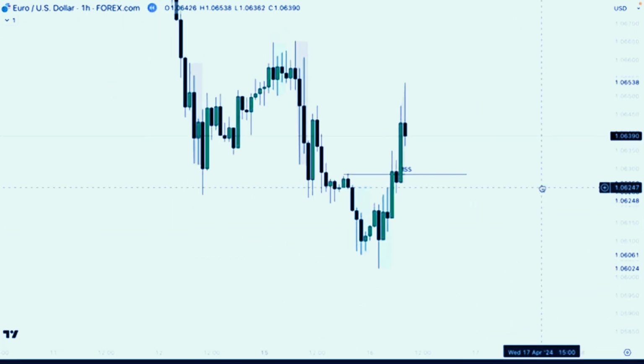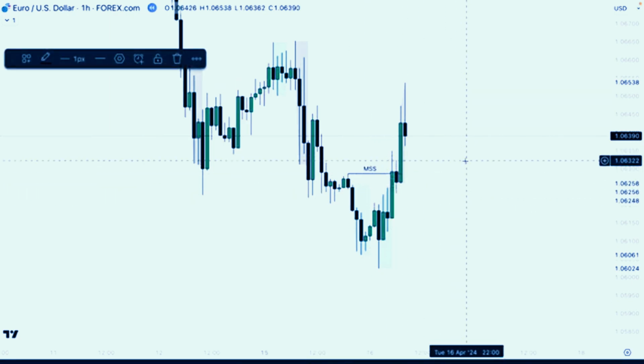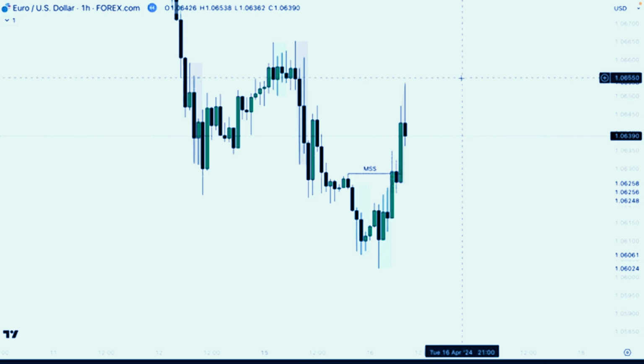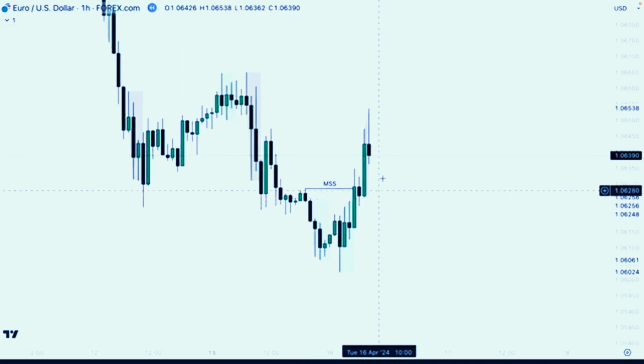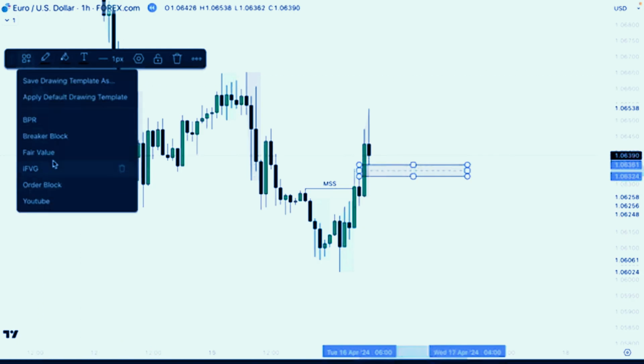Okay. Here, you can see that we did get a market structure shift over there. So we are simply waiting now for a fair value gap to form before we can take our entry. Here we can see we do have a fair value gap formed. This candle gave us our market structure shift. So we simply wait for a fair value gap to form to take our entry off of. And that formed over there. Let me mark out the fair value gap for you over there. That is our fair value gap.